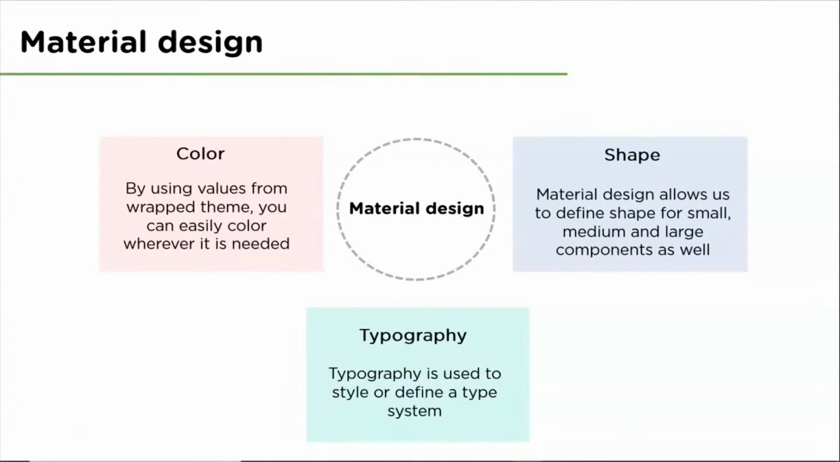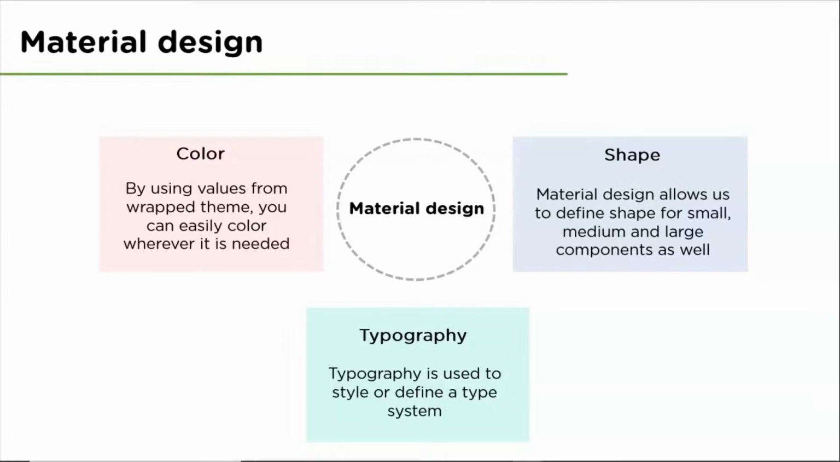Inside the Compose graphic package, there is a color class which is used by Jetpack Compose. To define the material design color system, the color class is used. There are 13 attributes that can be used, and those are primary, primary variant, secondary, secondary variant, background, surface, error, on primary, on secondary, on background, on surface, on error, and is light. Each of them has a different meaning and is used to color wherever it is needed.